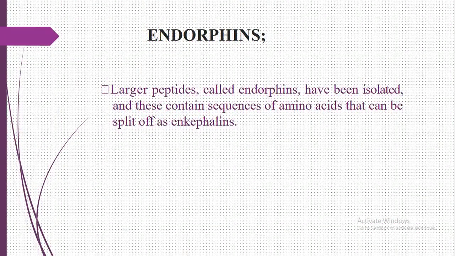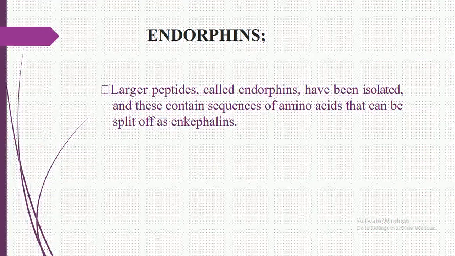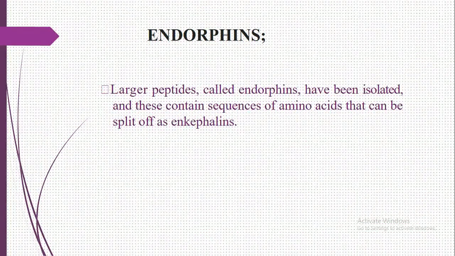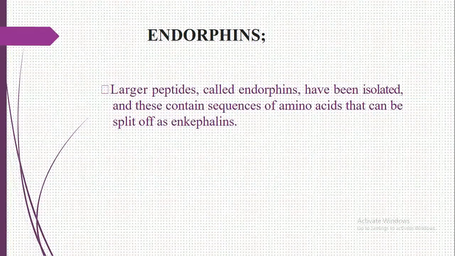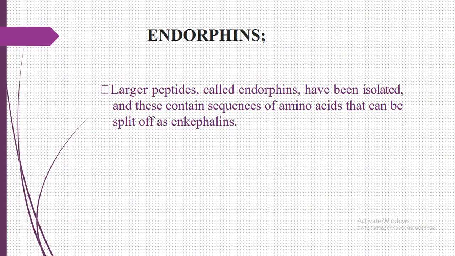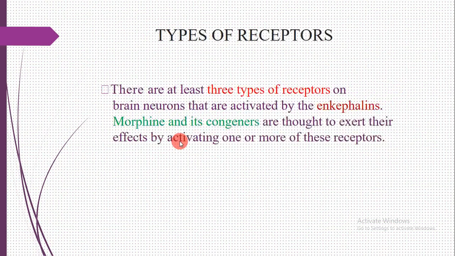Endorphins are larger peptides, called endorphins. They also come under the category of endogenous substances. These larger peptides called endorphins were isolated for the first time, and they contain a sequence of amino acids that can be split up as enkephalins.